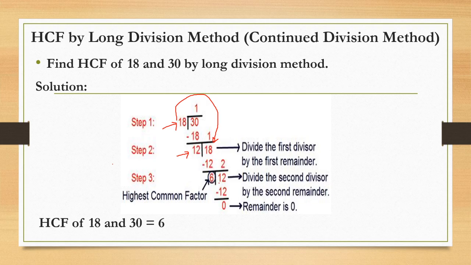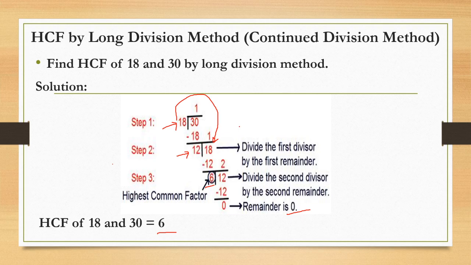Now again this 6 divides 12 exactly 2 times. Whenever we get our remainder as 0, then the number that divides exactly becomes our highest common factor. So HCF of 18 and 30 is 6.